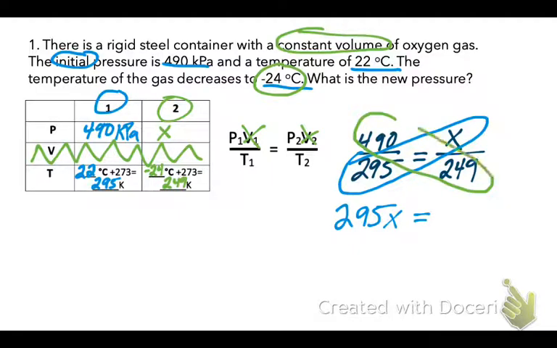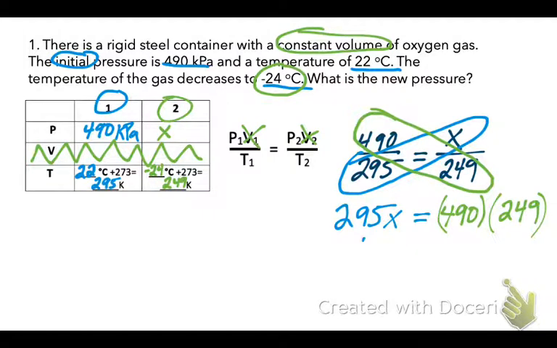490 times 249. And for right now, for this first problem, I'll write it out. What I'm doing is 490 times 249. And you can use a multiplication symbol, or I use parentheses, so I'm actually going to change this, because notice it looked like I had another X all of a sudden.